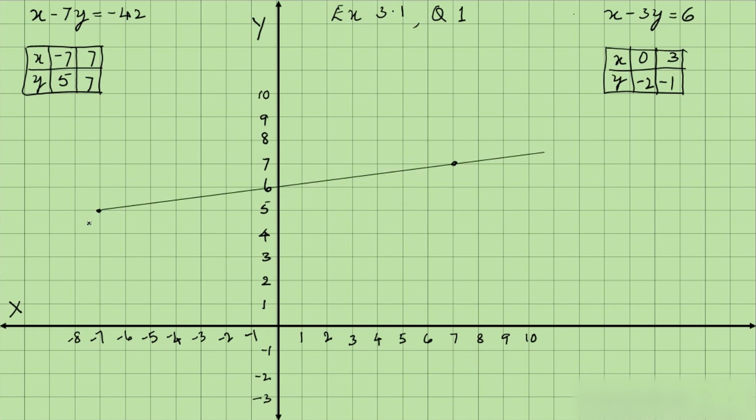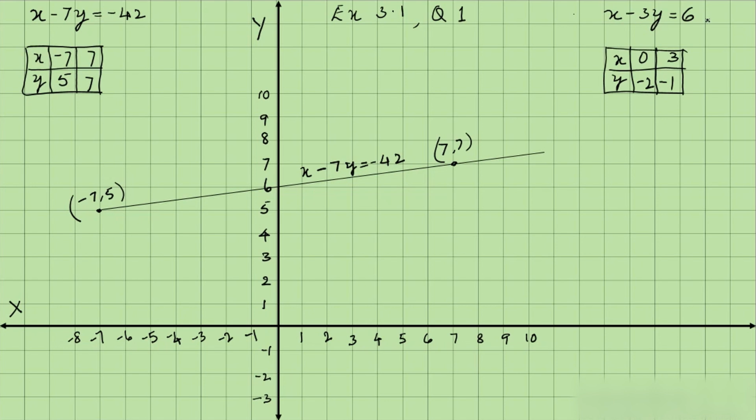Now for these 2 points we have to write the coordinates. This is minus 7 and 5. You know very well minus 7 is the x coordinate and 5 is the y coordinate. Similarly, here is another point. This is 7 and 7. Now this straight line is for this equation and therefore you have to write that beside this: x minus 7y equals minus 42. Now we move on to the second equation.